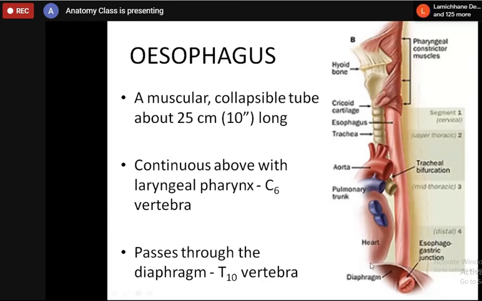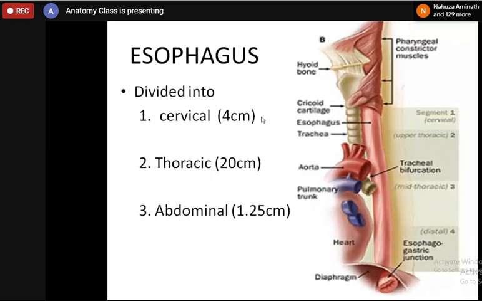If you are asked about the extent of esophagus, it is from the sixth cervical vertebra to the 11th thoracic vertebra. But remember, at the level of the 10th thoracic vertebra, it pierces the diaphragm to pass through the thorax into the abdomen. It is continuous above with the laryngopharynx, and below it continues with the cardiac end of the stomach.